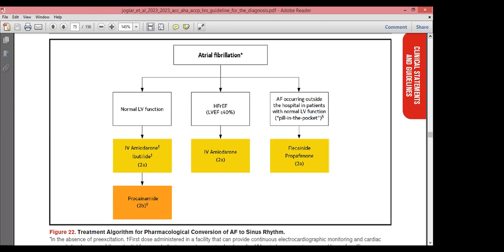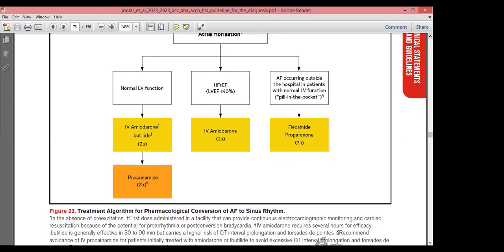Then for patients that have HFrEF with ejection fraction of less than 40, class 2A, you use IV amiodarone. Then for patients that have AF outside the hospital, they advise that they can actually have pill in the pocket, and the pill in the pocket that they should take should be flecainide or propafenone. So I think these first two, AF, check the ejection fraction. If it is normal, amiodarone, ibutilide 2A, procainamide 2B. If the ejection fraction is reduced, only amiodarone.